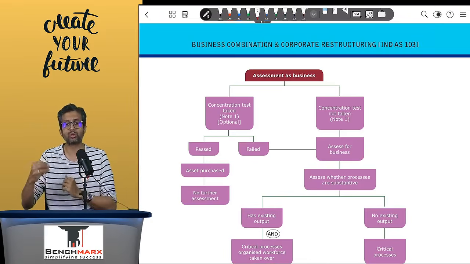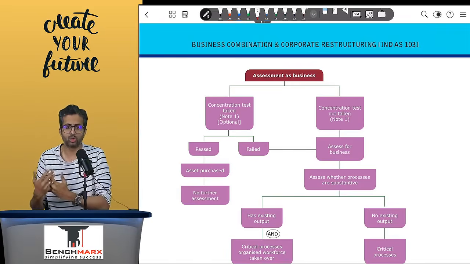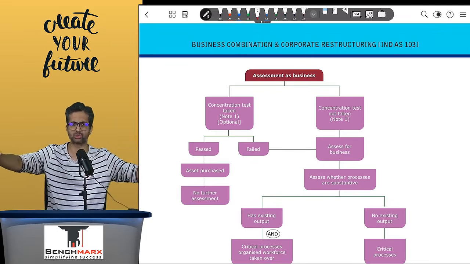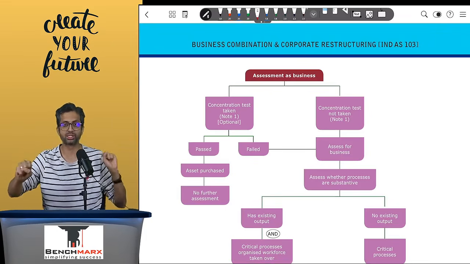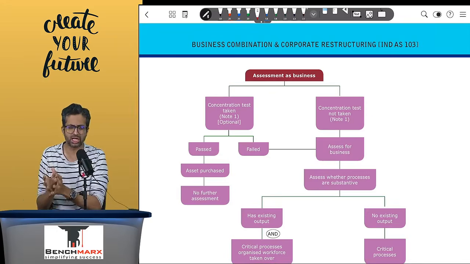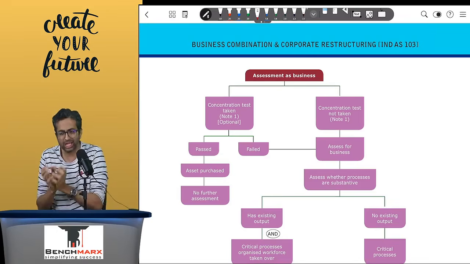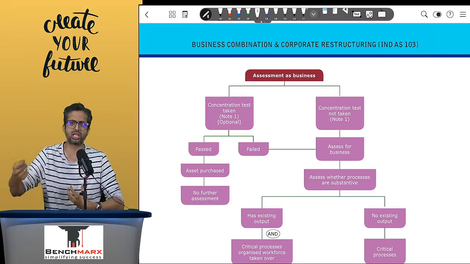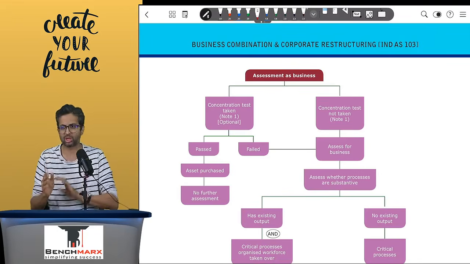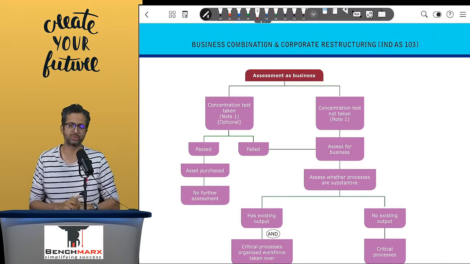When you sit to further assess for a business, you can figure out whether this business has some existing output or does not have existing output. If it does not have existing output, then there is a necessary condition that you should take over the assets and liabilities, that is the inputs, along with the organized workforce. If you take it over along with the organized workforce, that is, critical processes are also taken over, then we say that this is a business. Otherwise, if you just take over the assets without the organized workforce, it will be an asset purchase.